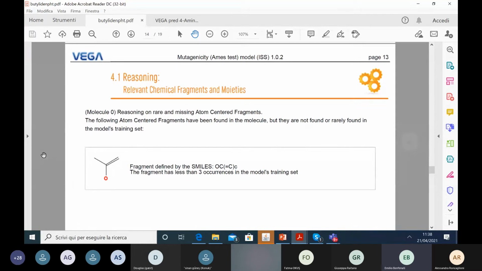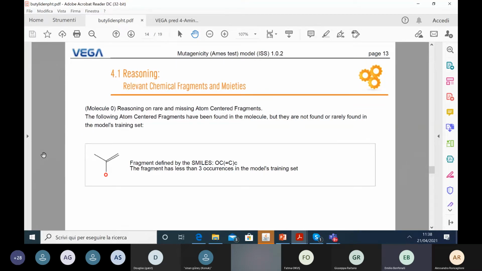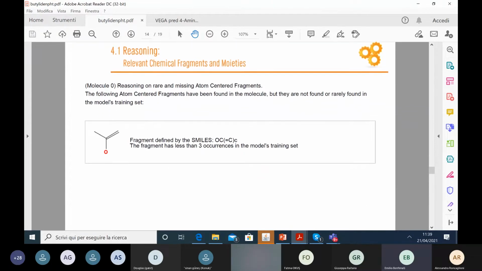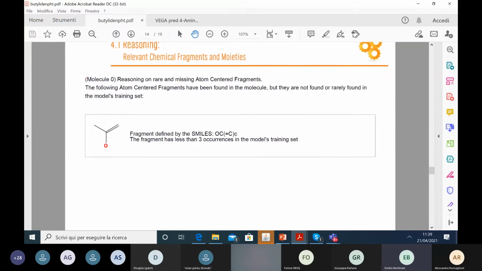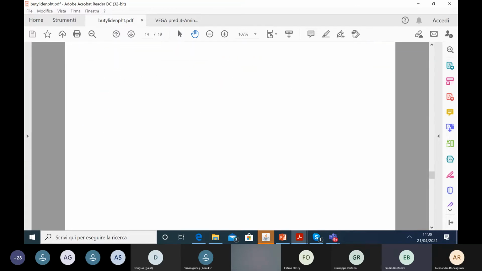The training set is about 1,000 chemicals. And so within the training set of this model, this appeared as an unusual fragment. There were only 3 chemicals. So this is what referred to the previous question. But again, this indicates, but there's no particular structural alert indicating toxicity.